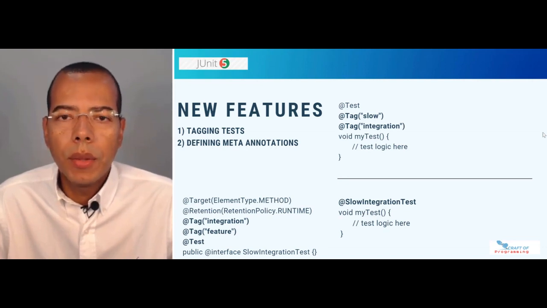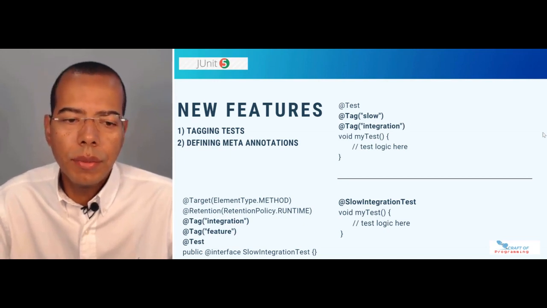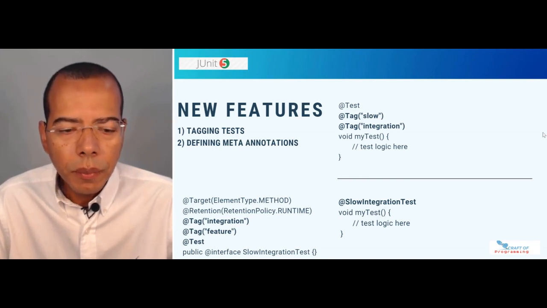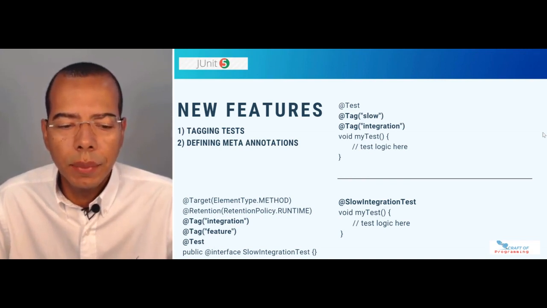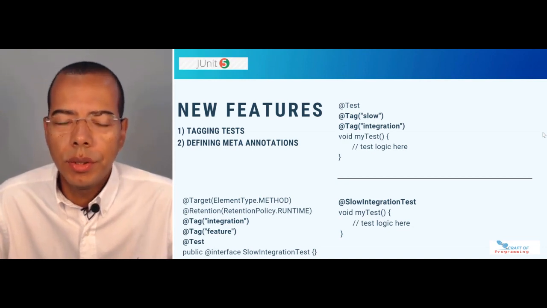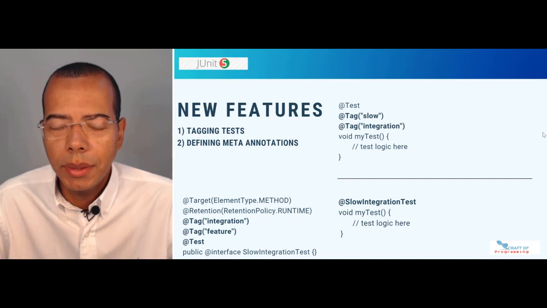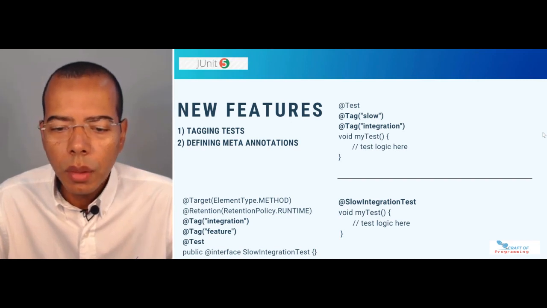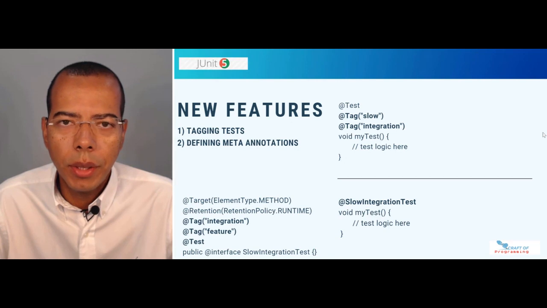One other way you could do the same thing is to define a meta annotation, which is the case here with slow integration test, where, as you can see, we're defining a tag integration and a tag slow to define a slow integration test meta annotation that you can then use in your test. So both ways are equivalent. One uses just the built-in tags, another uses a custom or meta annotation tag, but both are equivalent. Obviously, if you define this slow integration test custom or meta annotation, then it's more expressive.